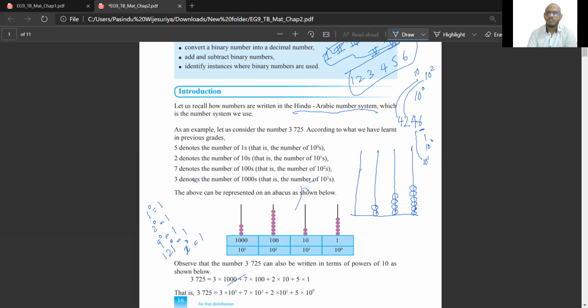This is 10 to the power 3. This is 4,000. So 10 to the power 3 is 1000. So this is thousands, till it goes to 10,000. Okay: 10 to the power 3, 10 to the power 2, 10 to the power 1, 10 to the power 0. This is what they have displayed here. With my own example, that's what I did.